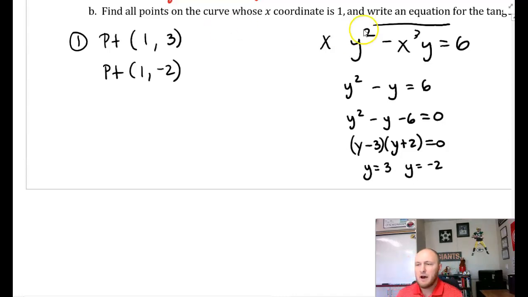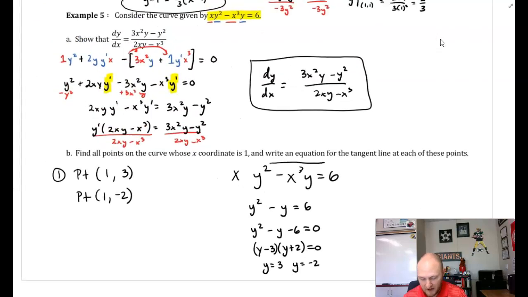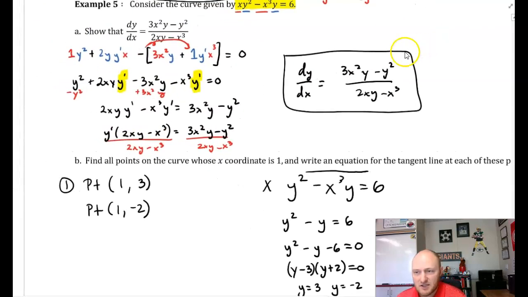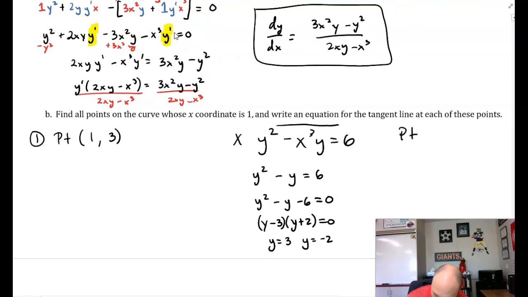Okay, well now I need the slope for each of these points. How do I find the slope? Well, you're going to find the derivative. In this case, we already found it in part A: 3x squared y minus y squared over 2xy minus x cubed. Let me go ahead and do this separately. I'll put this point over here, 1, negative 2.